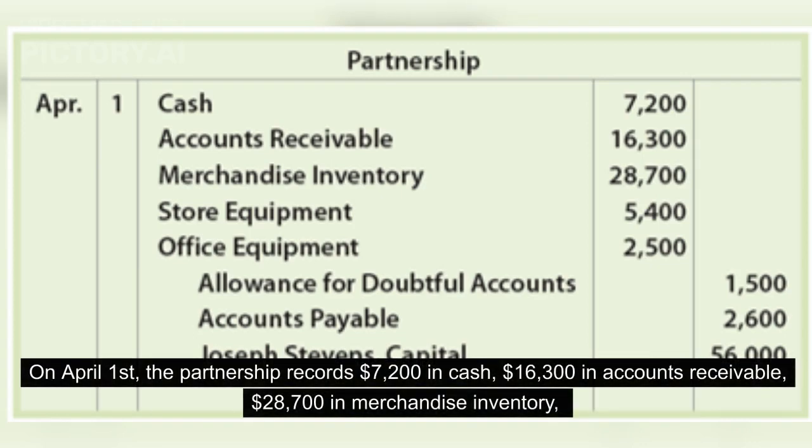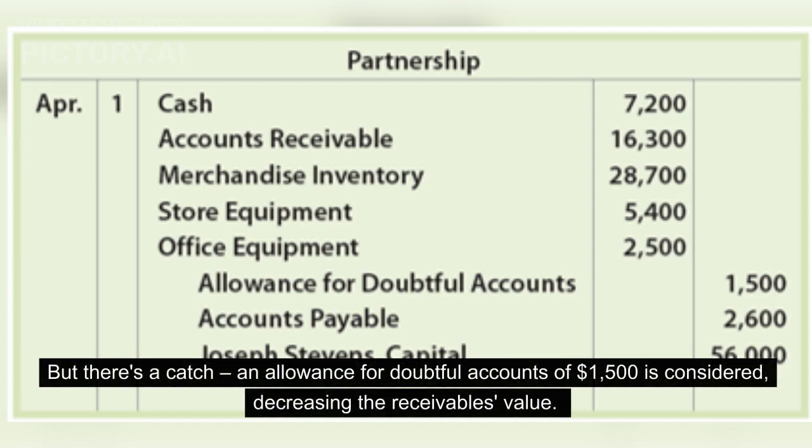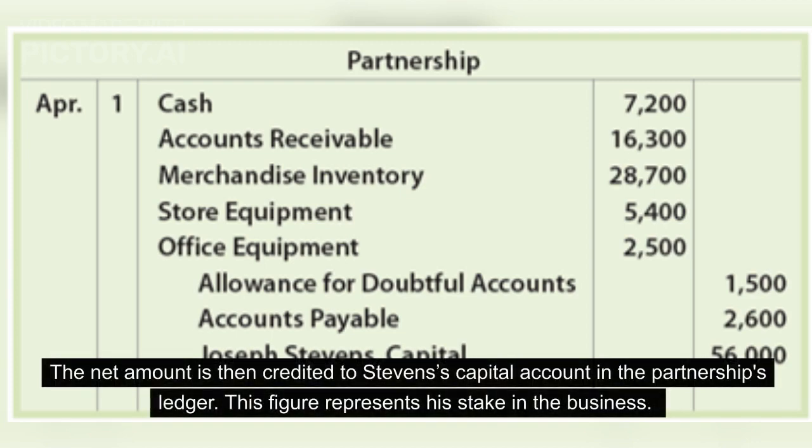On April 1st, the partnership records $7,200 in cash, $16,300 in accounts receivable, $28,700 in merchandise inventory, $5,400 in store equipment, and $2,500 in office equipment, all credited to Stevens's capital account. But there's a catch. An allowance for doubtful accounts of $1,500 is considered, decreasing the receivables value. Finally, $2,600 is recorded as accounts payable, reflecting the partnership's new liabilities. The net amount is then credited to Stevens's capital account in the partnership's ledger. This figure represents his stake in the business.